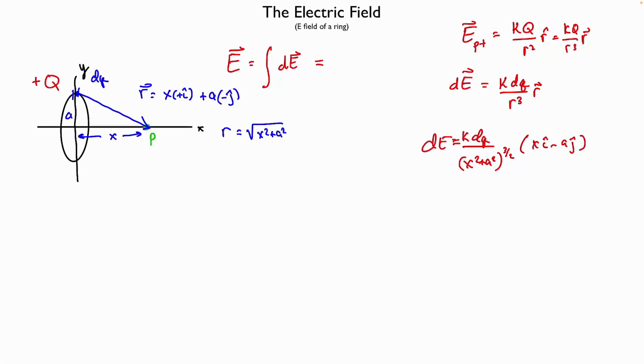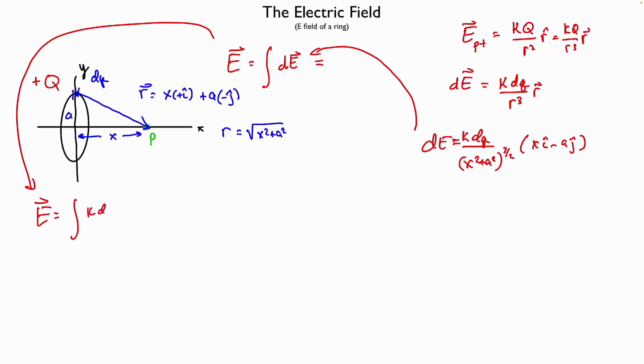What's dq? I know you guys want to go to lambda or sigma, right? Because I taught you that. Let's just stick this up here right now and ask a few questions. It's the integral of k dq over x squared plus a squared to the 3 halves, times x i minus a j. This looks like a terrible integral. Mr. Vela, my life is over.